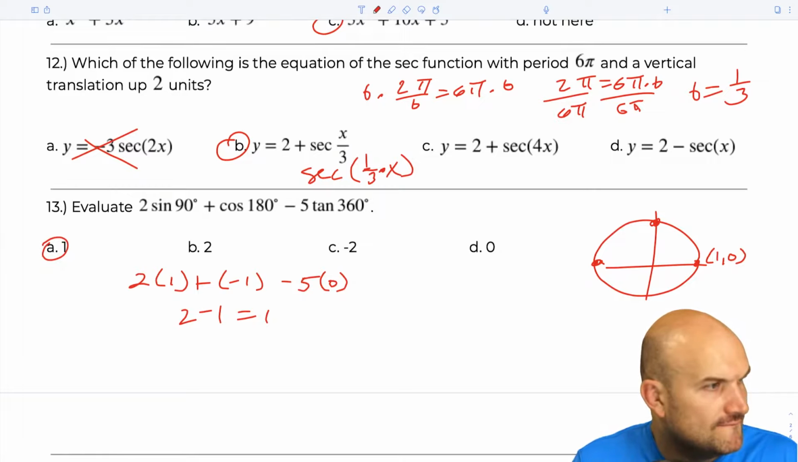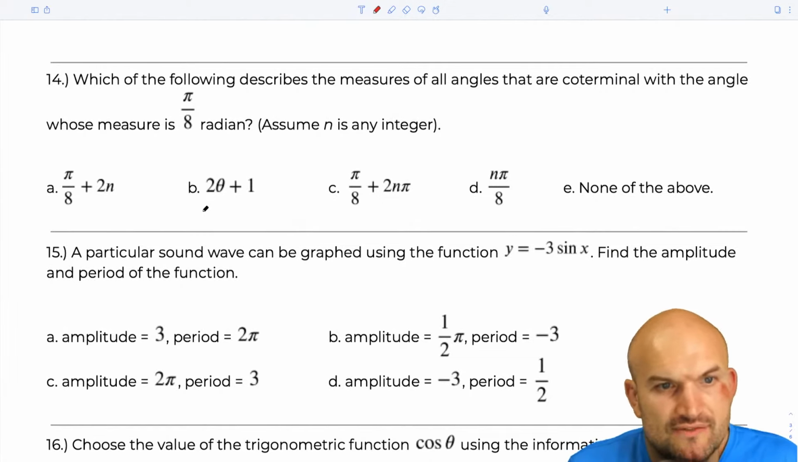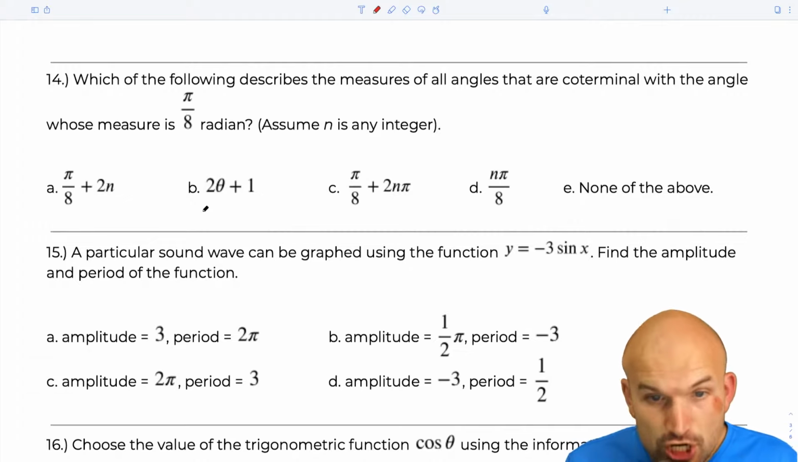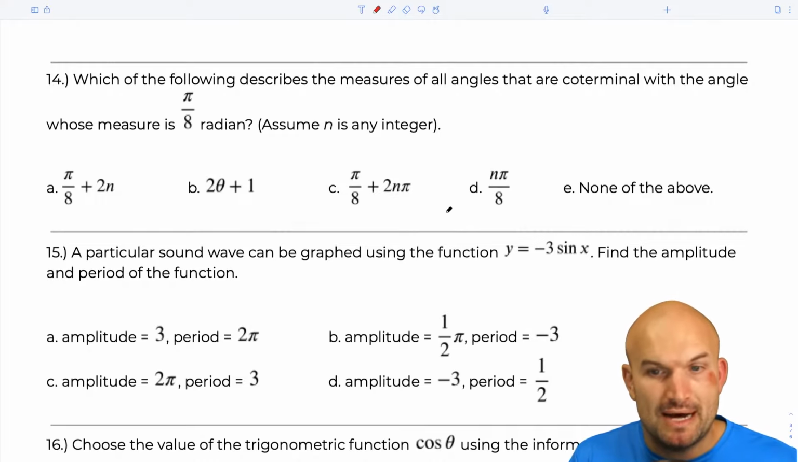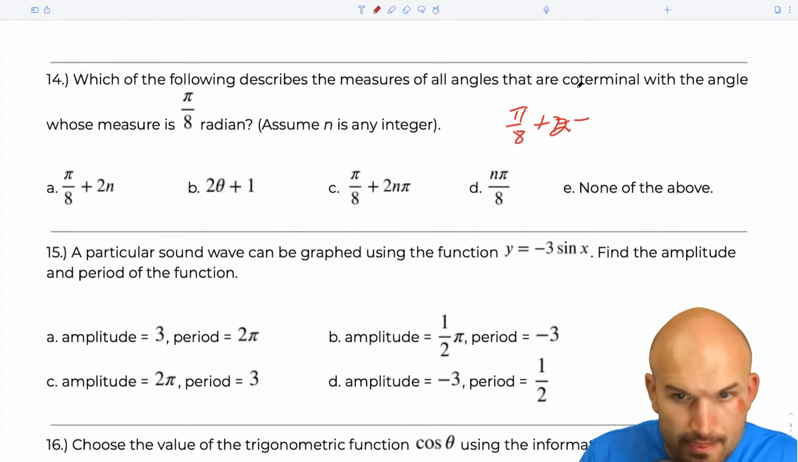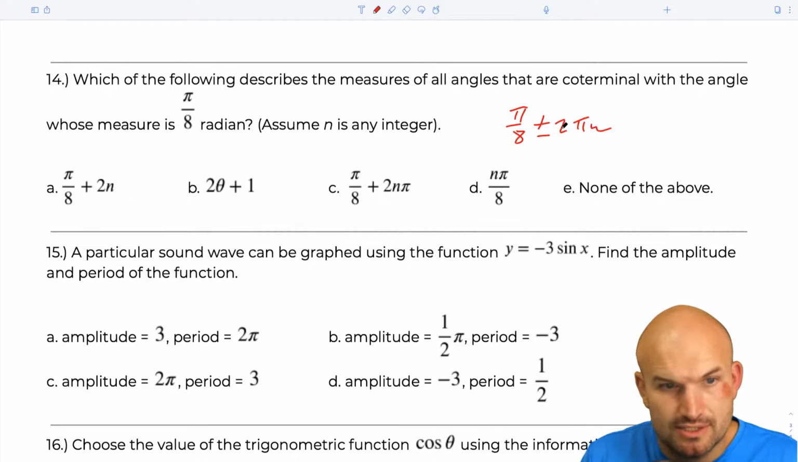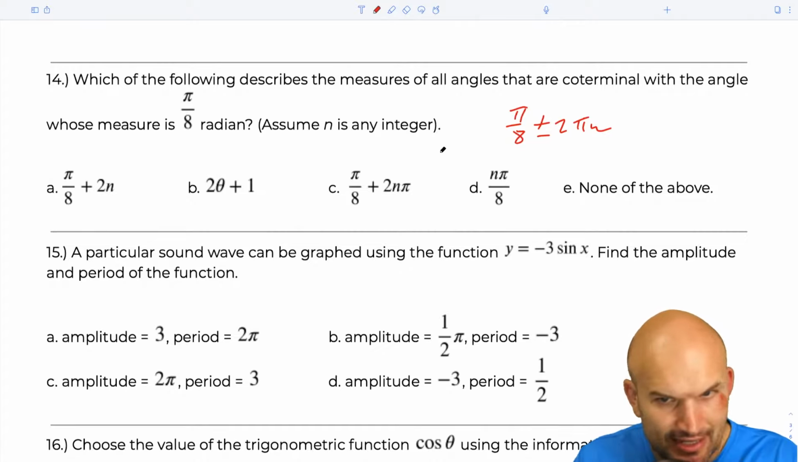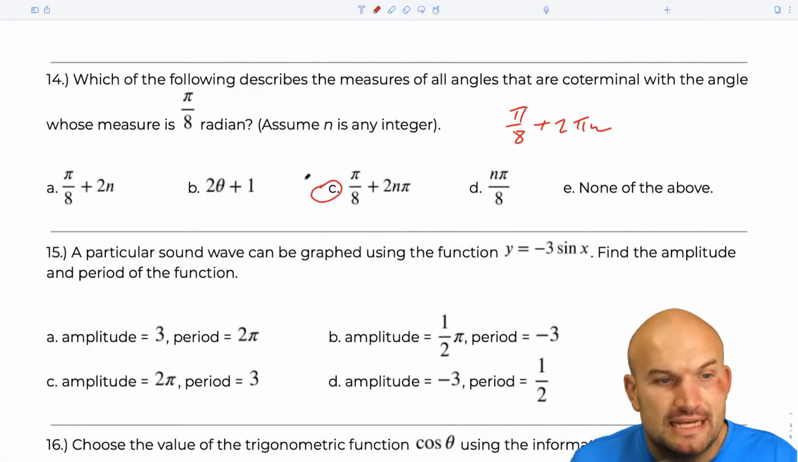All right, we're looking pretty good. Almost halfway, guys. All right, question number 14. Which of the following describes the measures of all angles that are coterminal? Okay, so coterminal angles are going to be angles that differ by plus or minus 2 pi, right? So if we have pi over 8, all we're going to do is add 2 pi n. But again, assume n is any integer. You don't need to write plus or minus, because n can be positive or negative, so the answer is C.